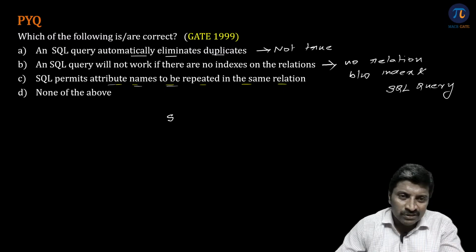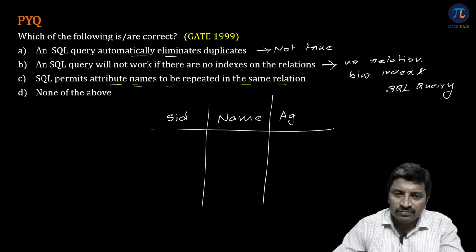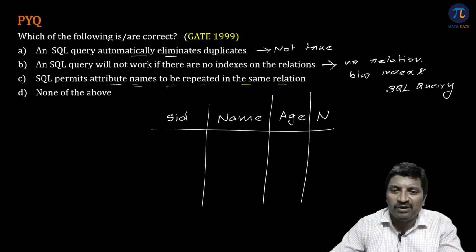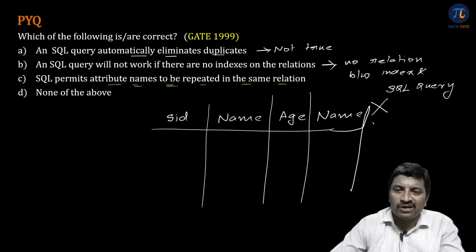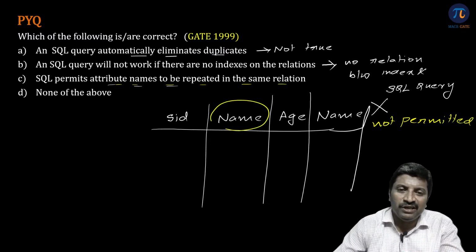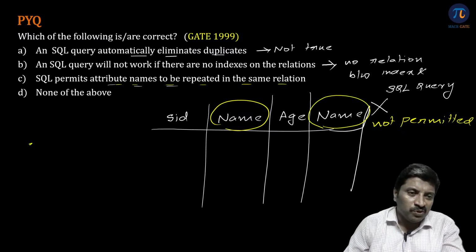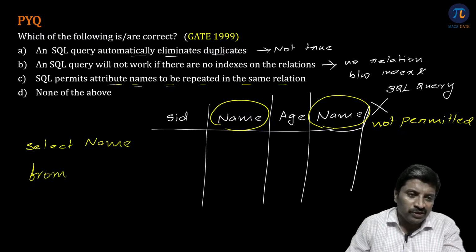Then, SQL attribute names to be repeated in the same relation. Sir, it's not possible. Suppose I have SID, name, and age. Suppose instead of department name, again they are using name. Then this is not permitted, sir. Why not permitted? Actually, our intention is the first one is student name, the second one is department name. Suppose I have written an SQL query: select name from student.